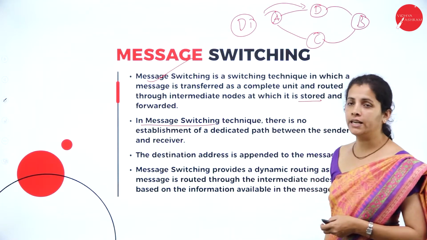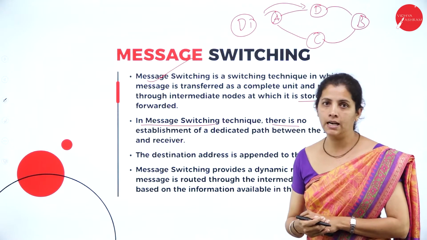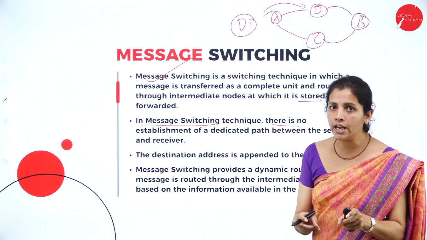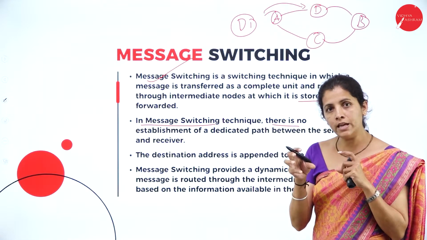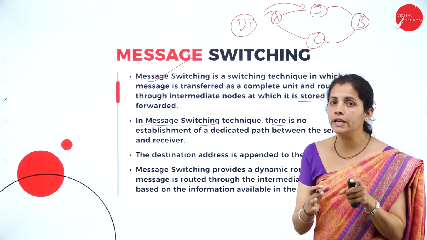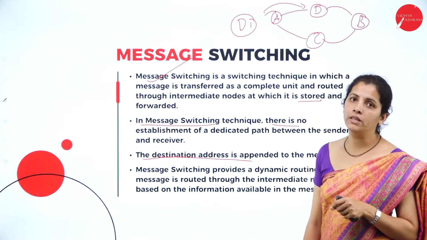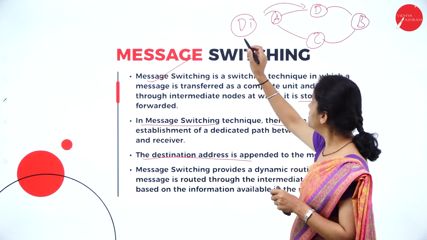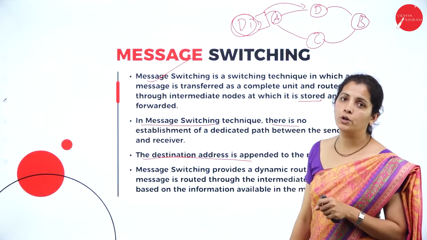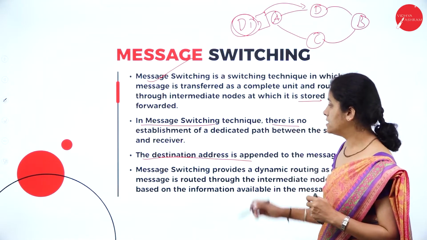In the message switching technique, there is no establishment of a dedicated line. So there is no direct connection, no end-to-end connection here. We have the intermediate nodes, that's nothing but the mediators. So there is no dedicated link. The destination address is appended to the message. For example, think that D1 is my message. Along with this message, I am going to append the destination address.